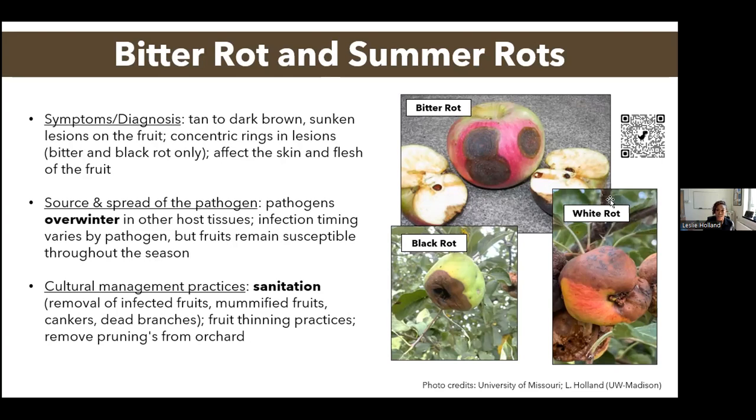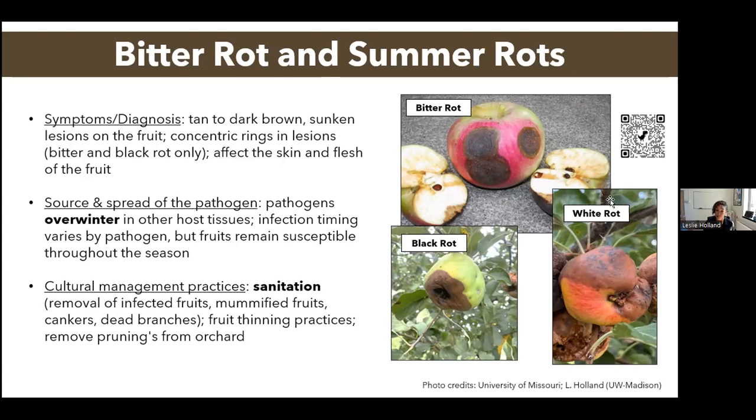So they typically cause these lesions that are sunken on the fruits. They affect both the skin and the flesh of the fruit, and so that's important. If you were to cut the fruits open, sometimes you see that movement of that dead tissue towards the core of the apple. Most of the pathogens that are associated with these different fruit rots do overwinter in other host tissues. So it could be in a branch canker, it could be in a mummified fruit. They have different avenues of overwintering in those tissues and causing new infections this following season if not managed.